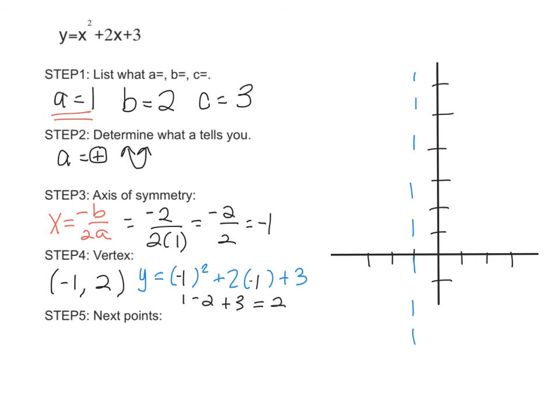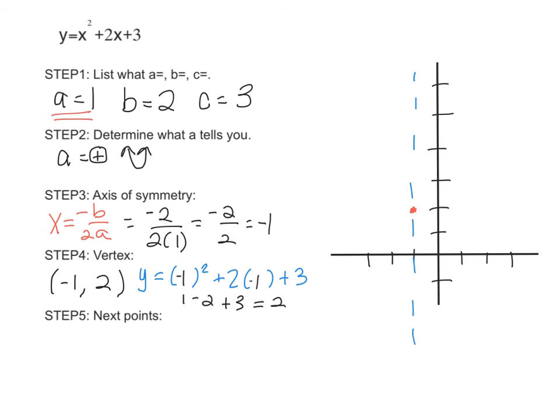I'm going to put a dot, and I am going to do that dot in red for this moment. So I have vertex at negative 1, positive 2. Now on to the next points.